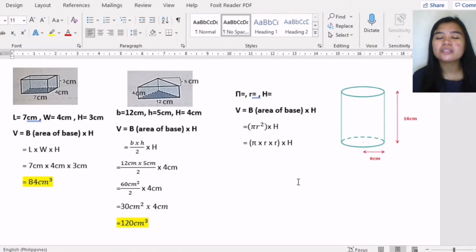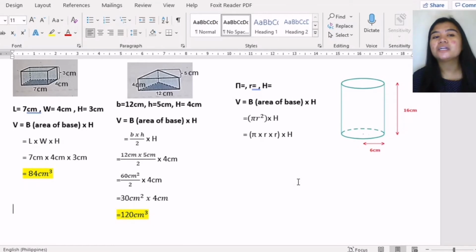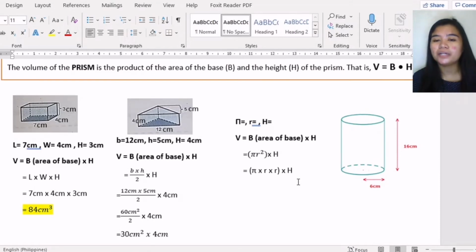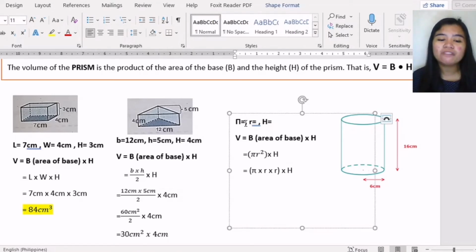Now, let's go to the cylinder. Consider the cylinder as a part of a prism. So, what is the formula when we compute for the volume of a cylinder? Since it's considered a prism, it's the area of the base times the height. Before that, let's put in the given values. Since it has a circular base, pi stays. The value of pi is always 3.14.